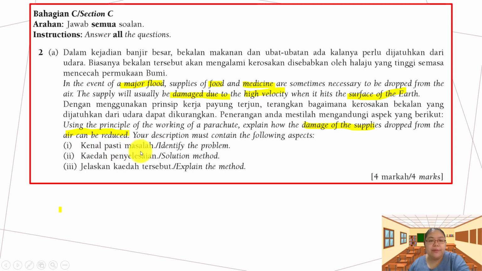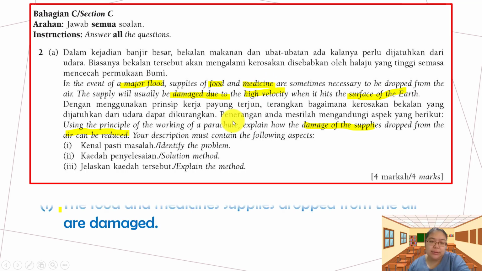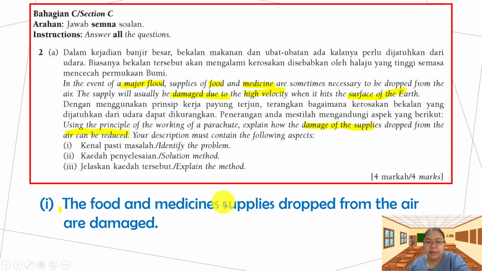So from here, first we need to state the problem. What's the problem we face now? The problem is the food and medicine they drop from the air, then they produce high velocity. When they drop to the earth, then after that the food and medicine are damaged. So this one is a problem. Actually, we can find it from the question. We just join some of the keywords to become one sentence. So let's see the answer. The food and the medicine supply dropped from the air are damaged. So this one is a problem.